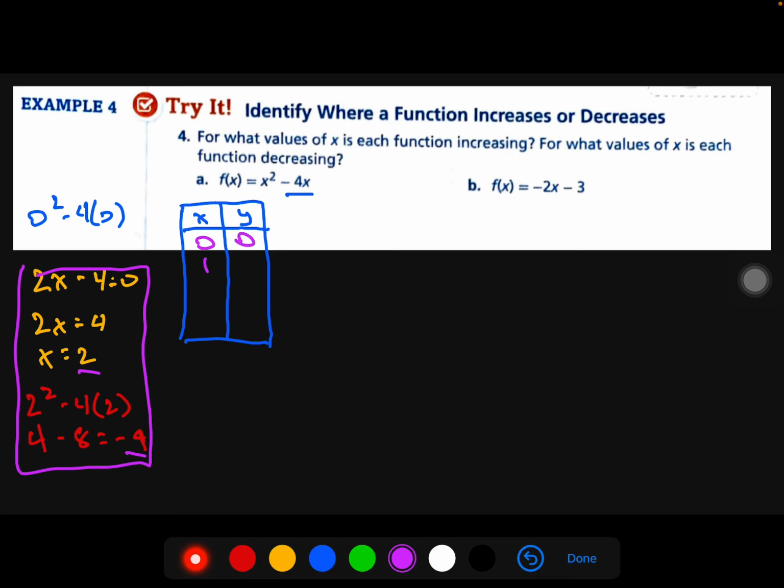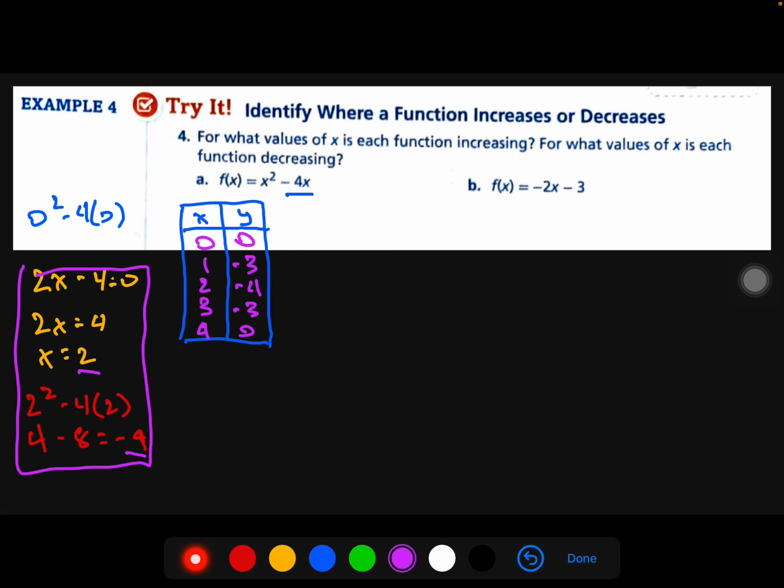And then let's move to x equals 1. 1 squared is 1. 1 minus 4 is negative 3. And then on to 2. 2 squared is 4. 4 minus 8 is negative 4. And then 3. 3 squared is 9. 9 minus 12 is negative 3. And then 4. 4 squared is 16, minus 16 is 0.